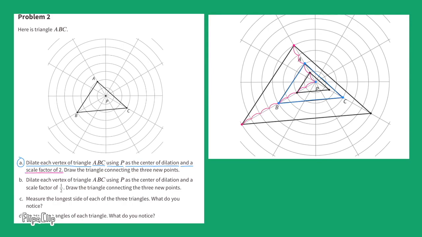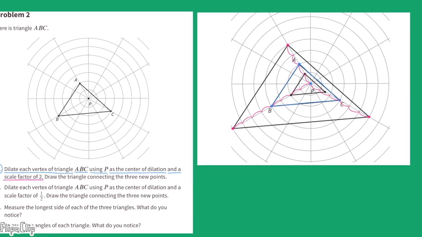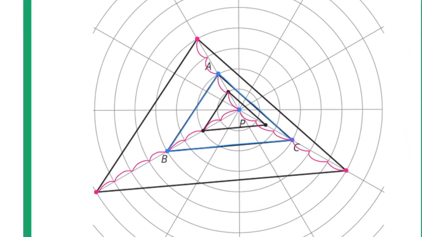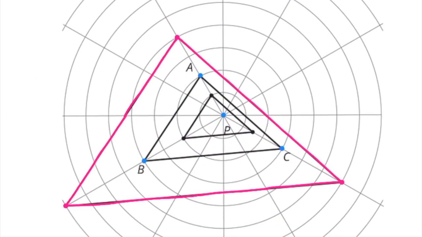Now I'll do the same with point C. I'll move from center point P straight through point C, and I notice that point C is 3 units away from center point P. With a scale factor of 2, I would have to double 3, so 3 times 2 equals 6. So the new point for point C will be 6 units away from center point P. Draw the triangle connecting the 3 new points.